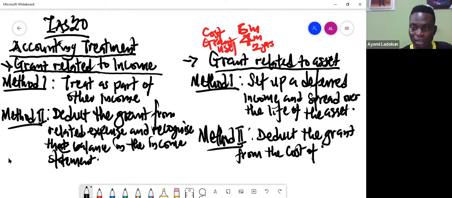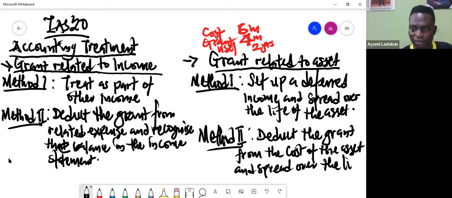Deduct the grant from the cost of the assets and spread over the life of the assets. Okay, so what does that mean? So instead of using method 1 where I release the income and depreciation separately, here I will now say 6 minus 4, it will give me 2. So this 2 I will now divide by 2 so that I can have 1. So I'll now be releasing the 1 as my depreciation.